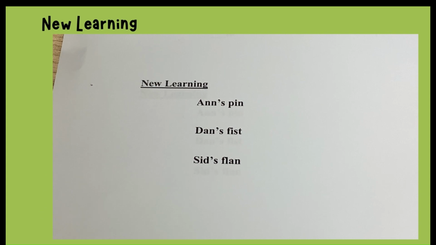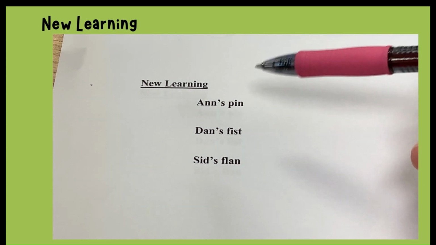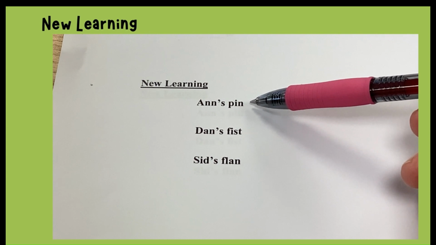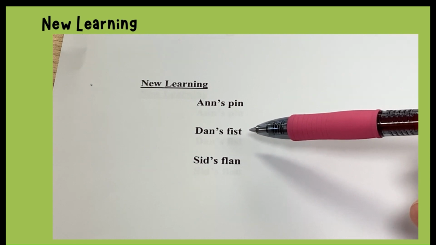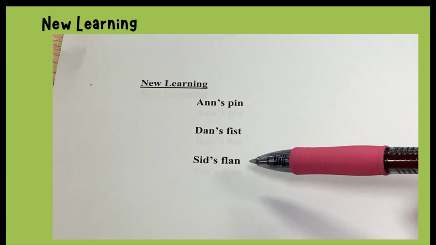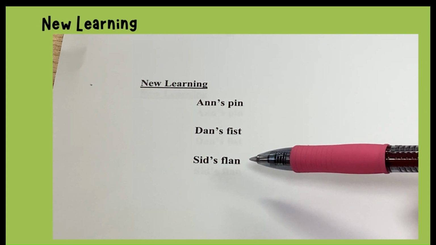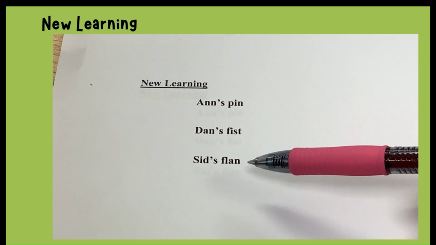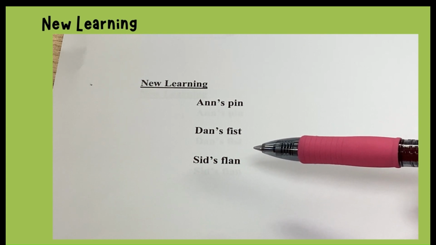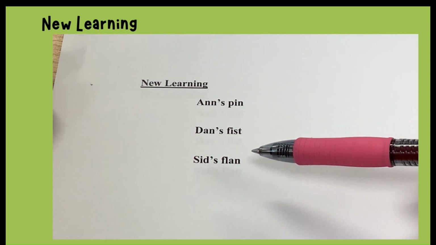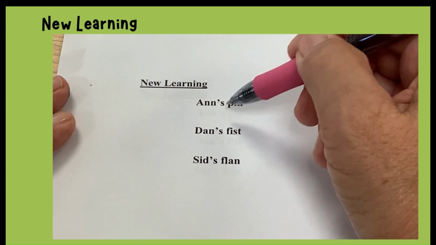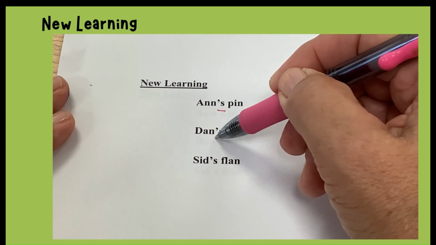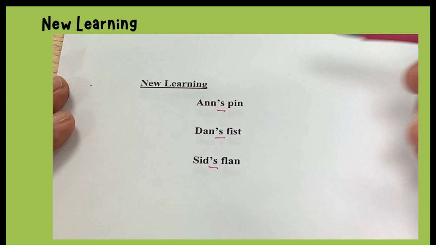We're going to learn something new today. I have 3 phrases here. I have Anne's pen, Dan's fist, Sid's flan. Now, these 3 phrases have something in common. What do you notice that they have in common? Oh, yes, they all have apostrophe S. I see apostrophe S here, here, and here.